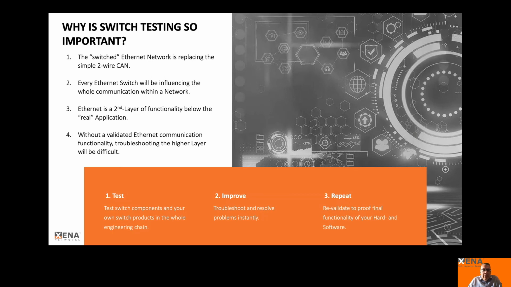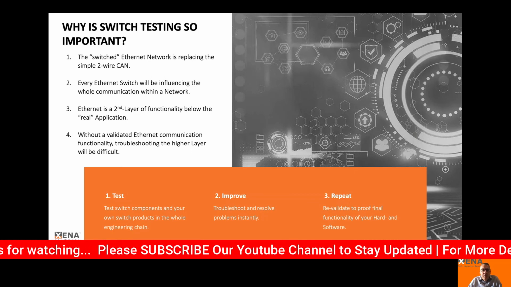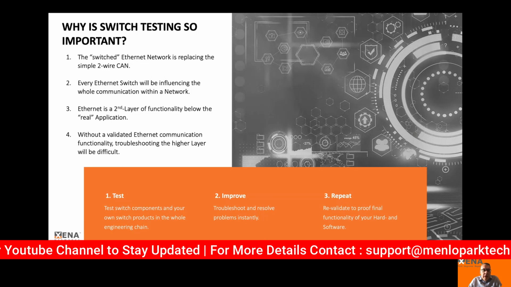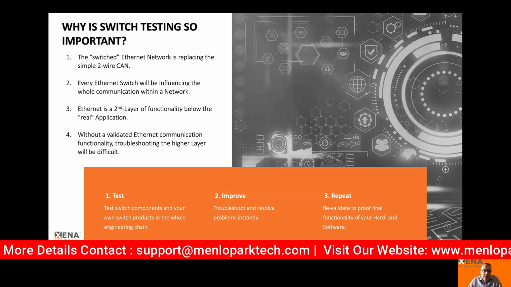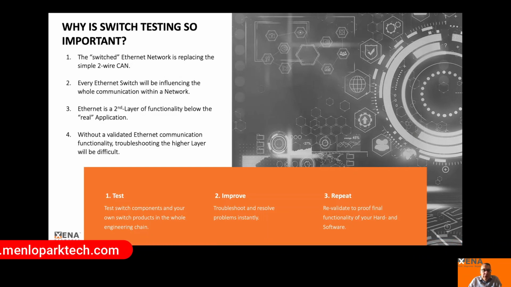And without validating this Ethernet communication in the beginning and revalidating it all the time in the engineering process, we'll probably have a lot of problems troubleshooting problems in the higher layers, right? If you have an engine control unit which is not receiving specific messages or information, you don't know if this happens in the application or probably in the network if you have not tested the network properly. So this brings us to our tagline: test, improve, repeat.